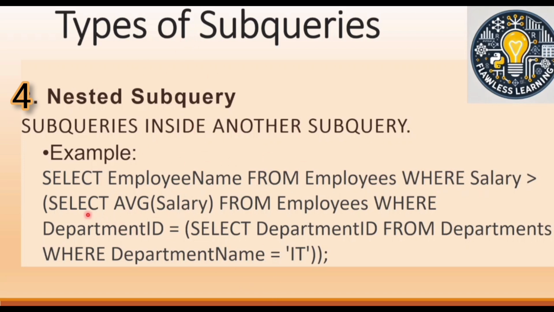So what does this mean? This example means that first we go to the inner query: select department ID from department where department name is IT. So we get the department ID whose department name is IT. Now for that department ID, we choose the employees, take their salaries and compute the average salary. And now we extract the employee names whose salary is greater than that average salary. Okay, so that's the nested subquery.